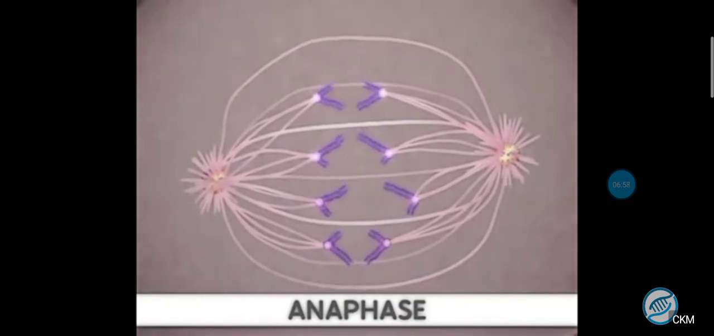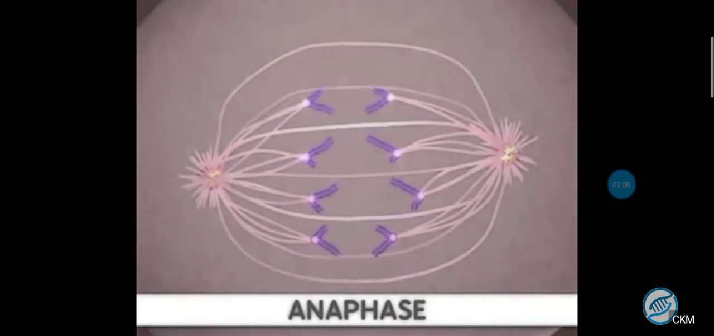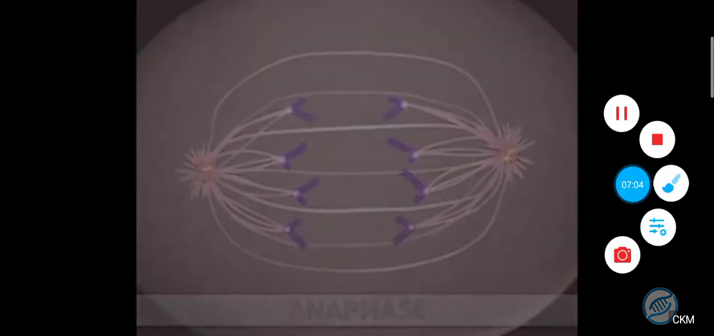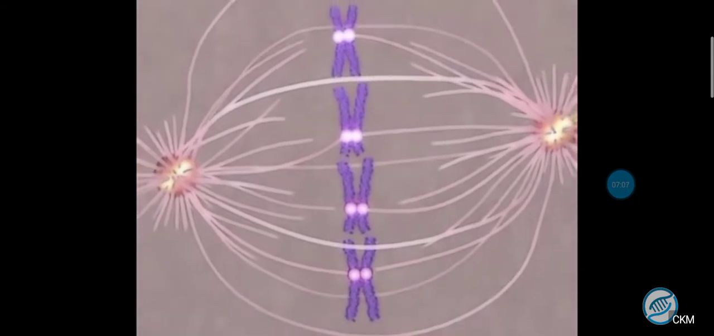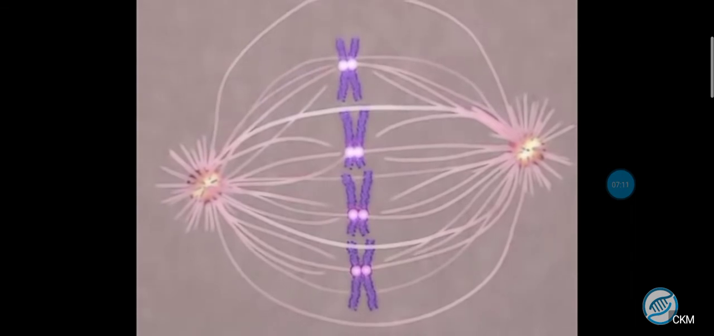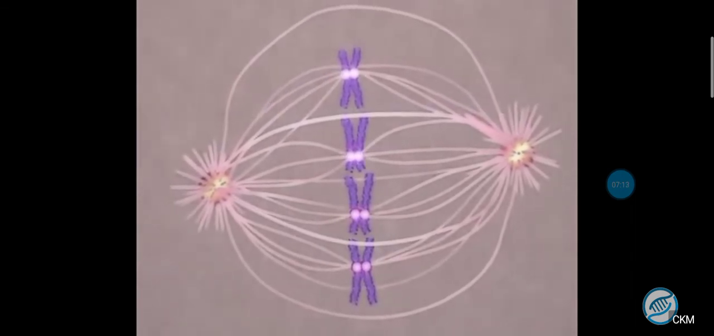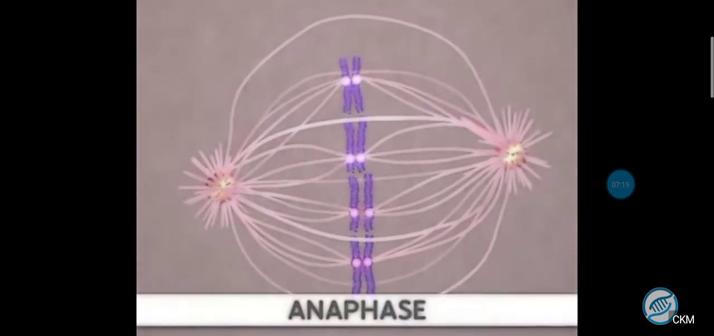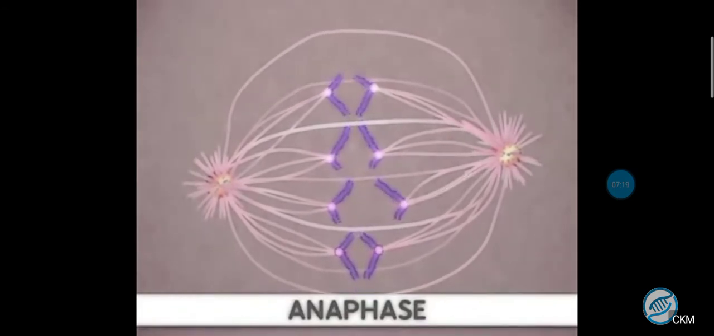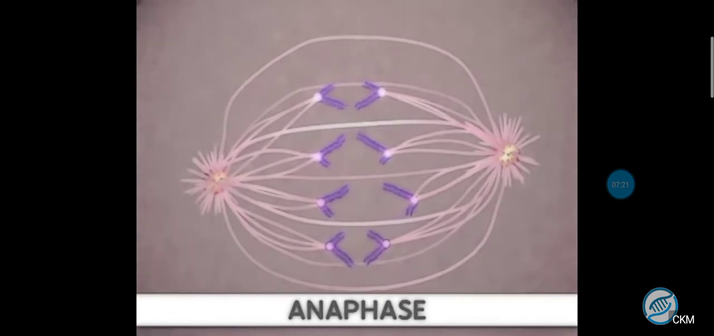Well, what is now happening in the anaphase? Listen and see the video very carefully, and observe what is happening. So students, after the metaphase, the anaphase begins. Here you can see what is going to happen. The spindle fibers from the centrosomes at each pole are now going to pull the chromosomes toward each pole.